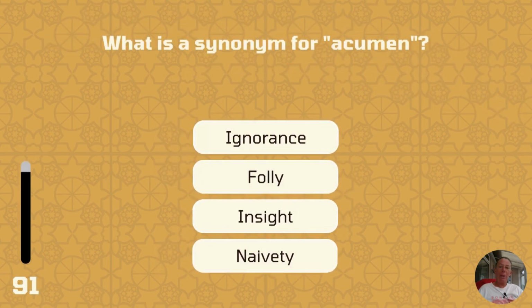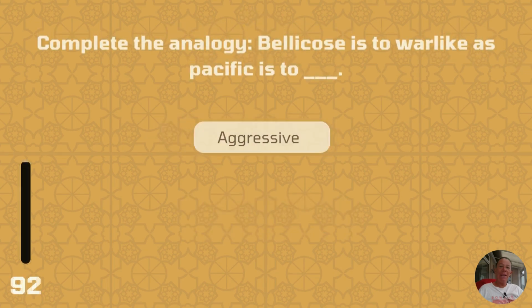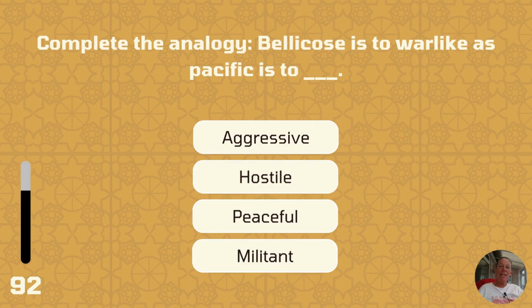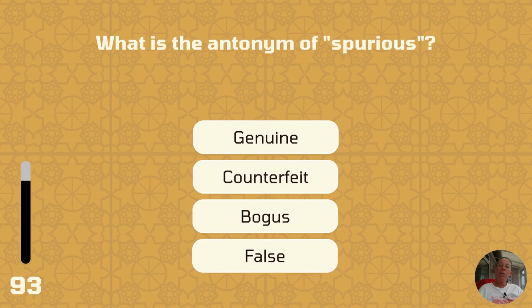What is a synonym for acumen? Ignorance, folly, insight, or naivety? Insight. Complete the analogy. Bellicose is to warlike, as pacific is to aggressive, hostile, peaceful, or militant. Peaceful. What is the antonym of spurious? Genuine, counterfeit, bogus, or false? Genuine.